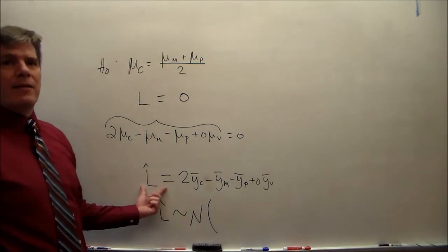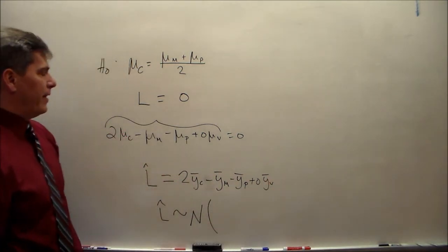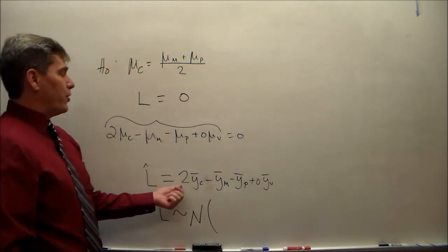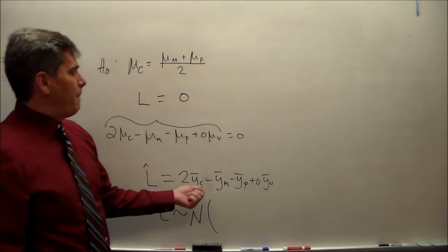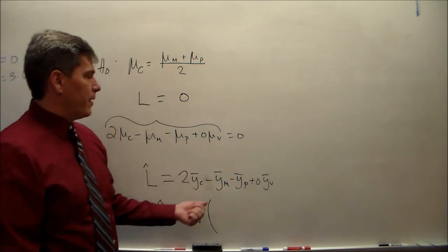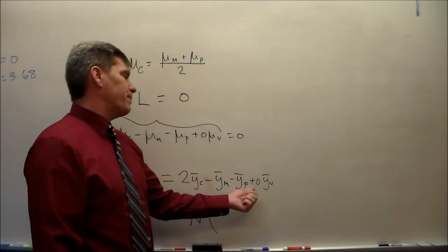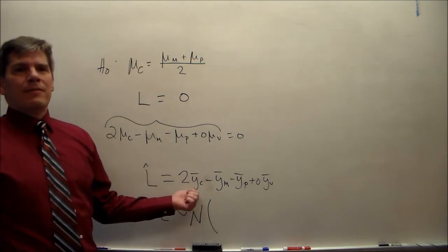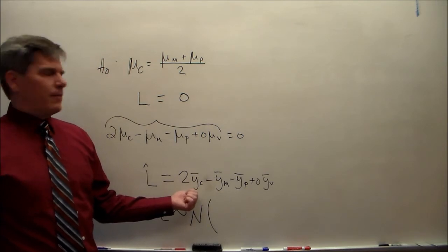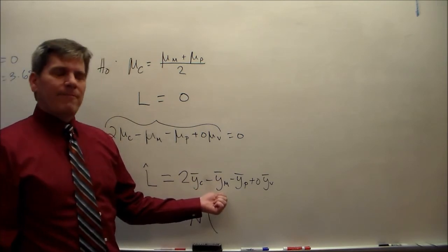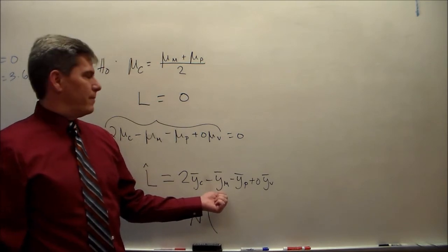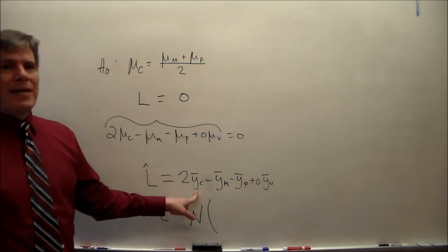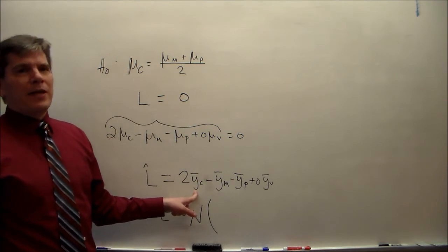What is the expected value of L hat? Well, this is L hat. The expected value of L hat is the expected value of everything on the right. It's equal to 2 times the expected value of y bar c minus the expected value of y bar m minus the expected value of y bar p plus 0 times the expected value of y bar v. Well, what is the expected value of y bar c? Right, it's mu sub c. What is the expected value of y bar sub m? It's mu sub m. Expected value of y bar p? Yeah, it's mu sub p, because sample means are unbiased estimators of the population mean.